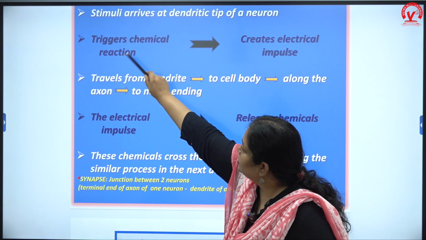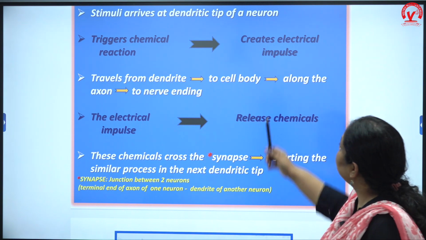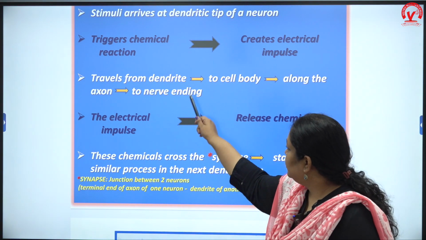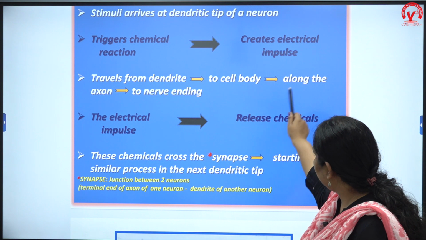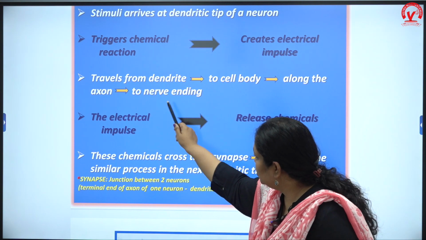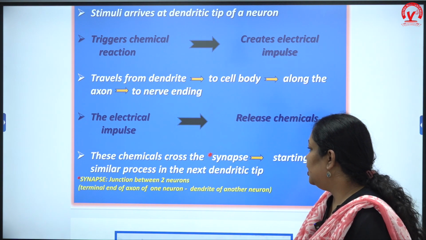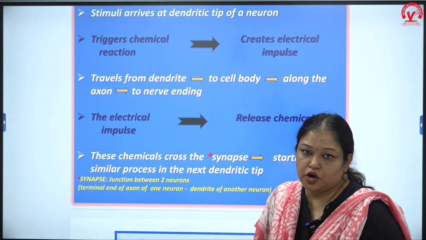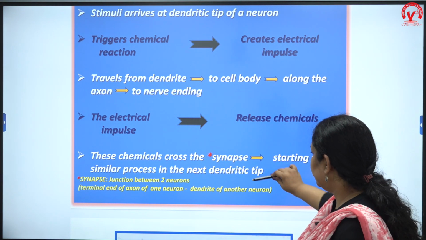First the stimulus triggers the chemical reaction, and then it creates an electrical impulse. It travels from the dendrite to the cell body along the axon, then to the nerve ending. And then what happens? It goes and connects to the next neuron, right? I'll show you that.